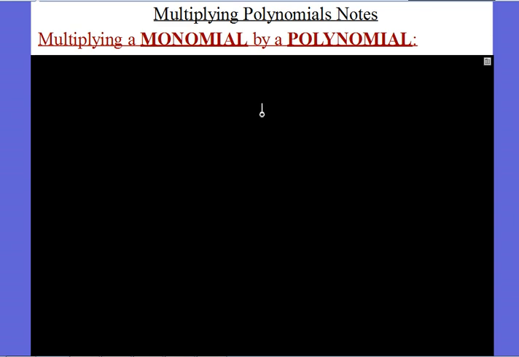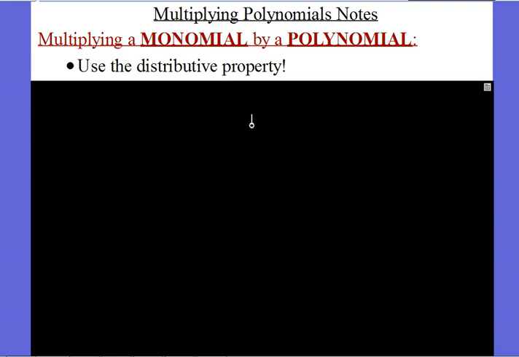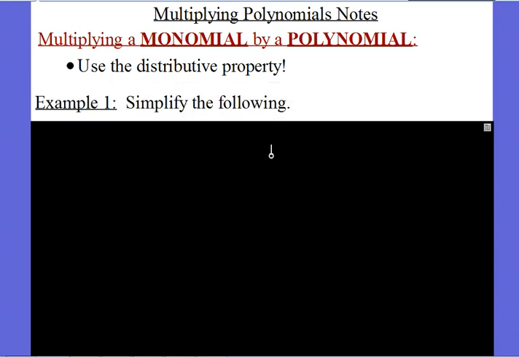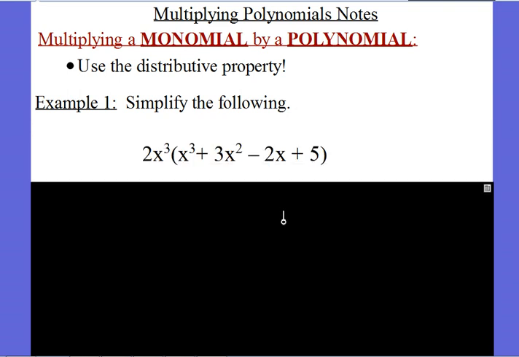Okay, multiplying polynomials. We're going to take a look first at multiplying a monomial by a polynomial, so that means one term by multiple terms. The way we're going to do this is by using the distributive property. So in taking a look at this, we want to simplify the following for example 1. Example 1 says we're going to take 2x cubed, which is a monomial, and multiply it by the polynomial x cubed plus 3x squared minus 2x plus 5.